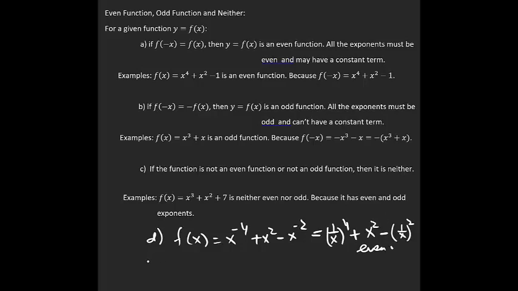The same way you can take another example, say f of x equals x to the negative 3 plus x to the 3 minus x. So I can see here negative 3, 3, 1. These are all odd numbers. So then this one will be an odd function. And I hope you have understood how to identify even functions and odd functions.